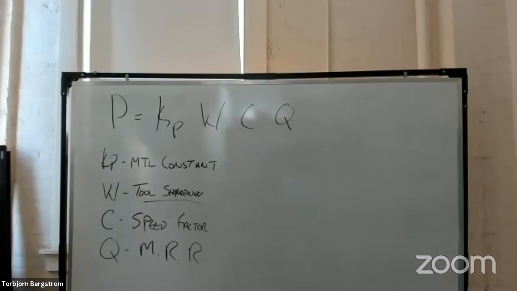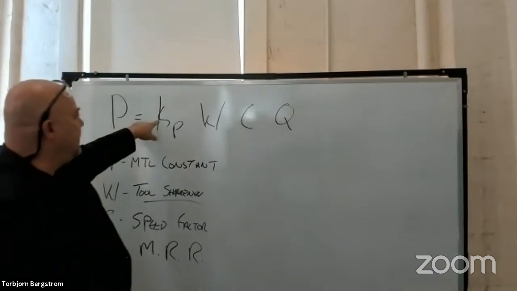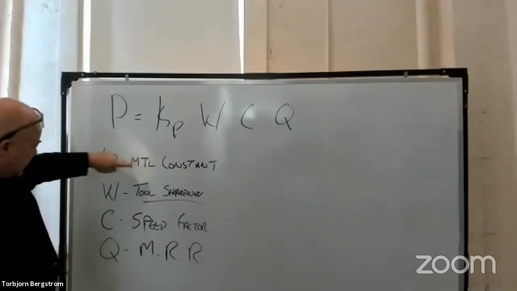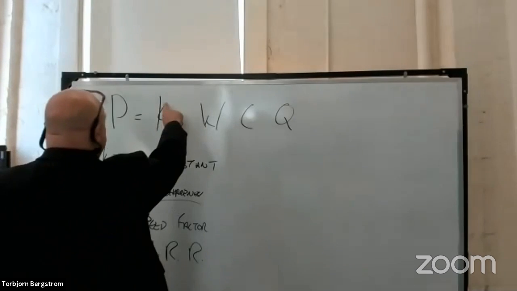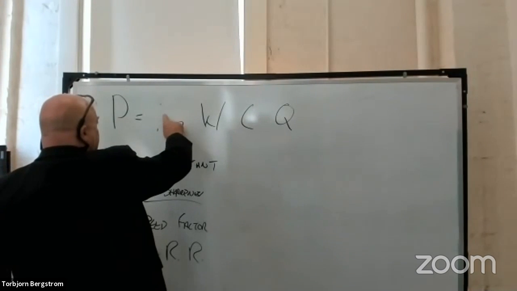Forgive me, but you wrote over the first one, why are there two Qs? There's only one Q. What's at the top? This is a P. P equals KP. No, the material constant. KP is the material constant. W is tool sharpness. That's KP. It looked like Q from here. Oh. This is why I'm an engineer and not an artist. Fair enough.